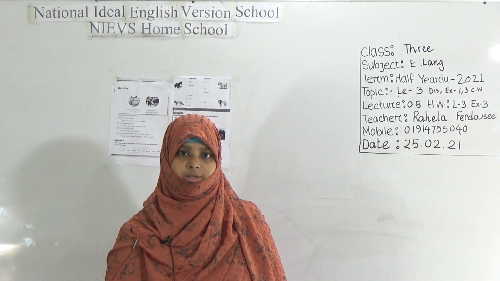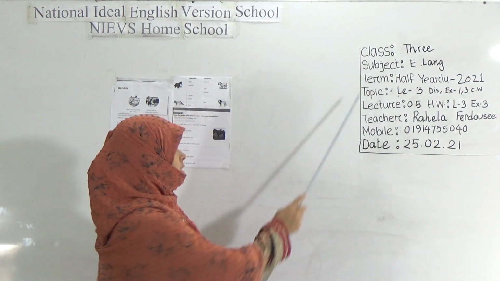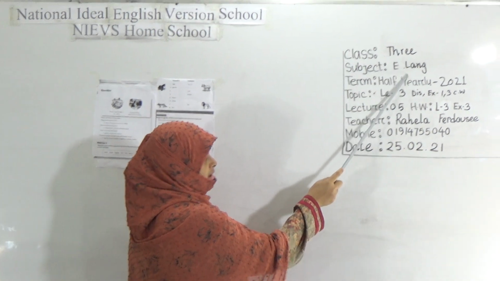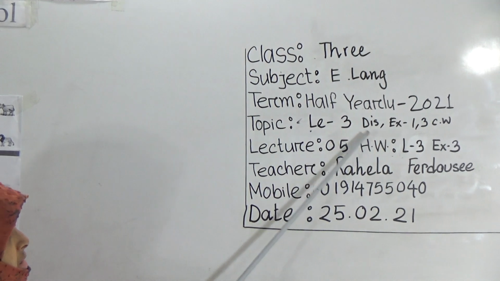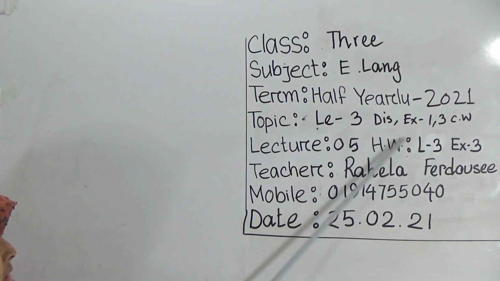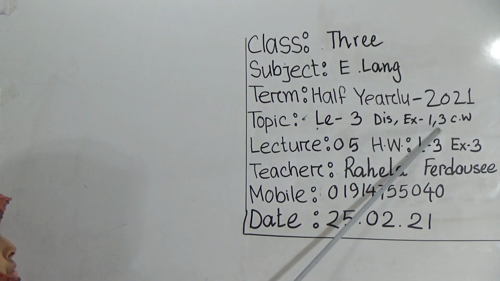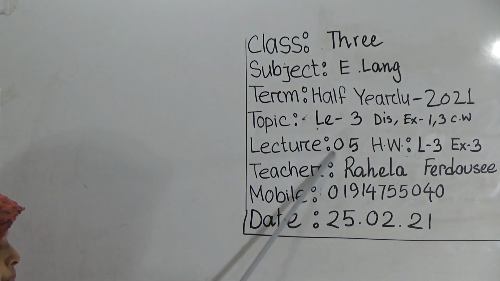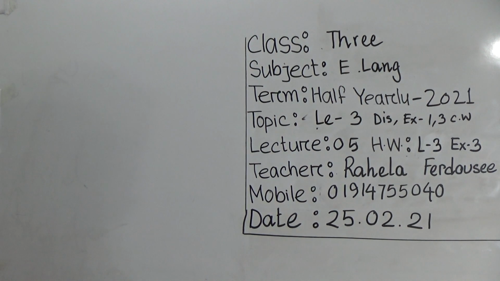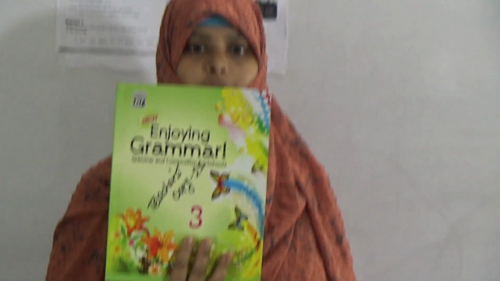Today I will take Class 3 English Language. Our topic is Lesson 3. We will discuss Lesson 3 and do exercise numbers 1 and 3 as classwork. Today's lecture is 5. We will use the book Enjoying Grammar Book 3. Okay, now come to our class.